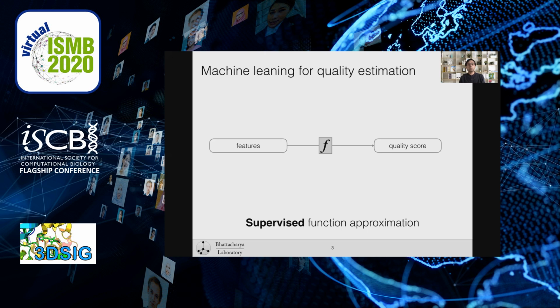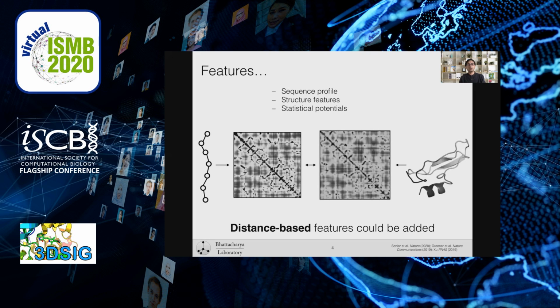Let us now take a deeper look at each of these three facets of quality estimation: feature space, function approximator, and quality score, to understand what existing approaches do and how they can be further improved. First, feature space. Existing methods use a variety of different features, including sequence profile-based features, structural features, or statistical potentials. However, they do not use distance-based features.